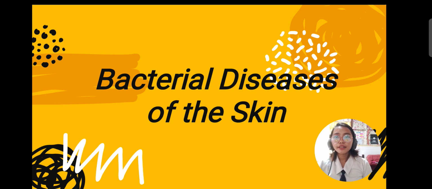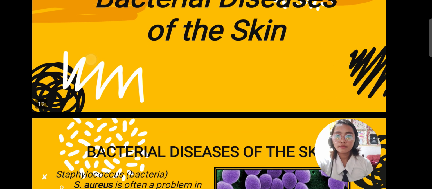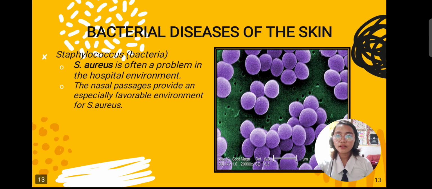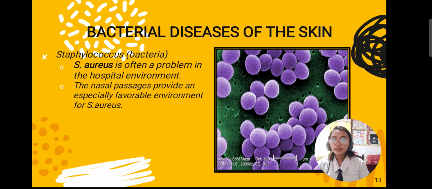Let's proceed to the bacterial diseases of the skin. Staphylococcus is a gram-positive bacteria and a type of germ commonly found on the skin or in the nose of even healthy individuals. S. aureus is often a problem in the hospital environment. S. aureus is frequently found in the upper respiratory tract and on the skin. The nasal passages provide an especially favorable environment for S. aureus.